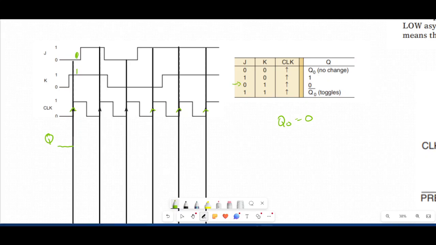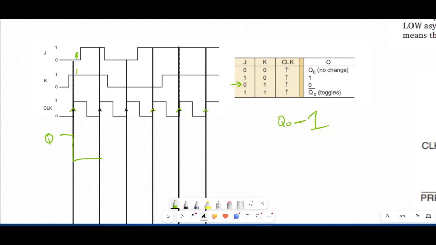When you look at the table, you see this here, Q will be 0. So in this question, Q naught is actually given as 1, so we're going to start with 1. Okay, so this Q is going to start from 1 instead of 0. Now at this point, J is 0, K is 1. So when we check the table, Q is going to become 0. So we're going to drop down. We're going to ignore every other input to get to the next PGT, positive going clock signal.